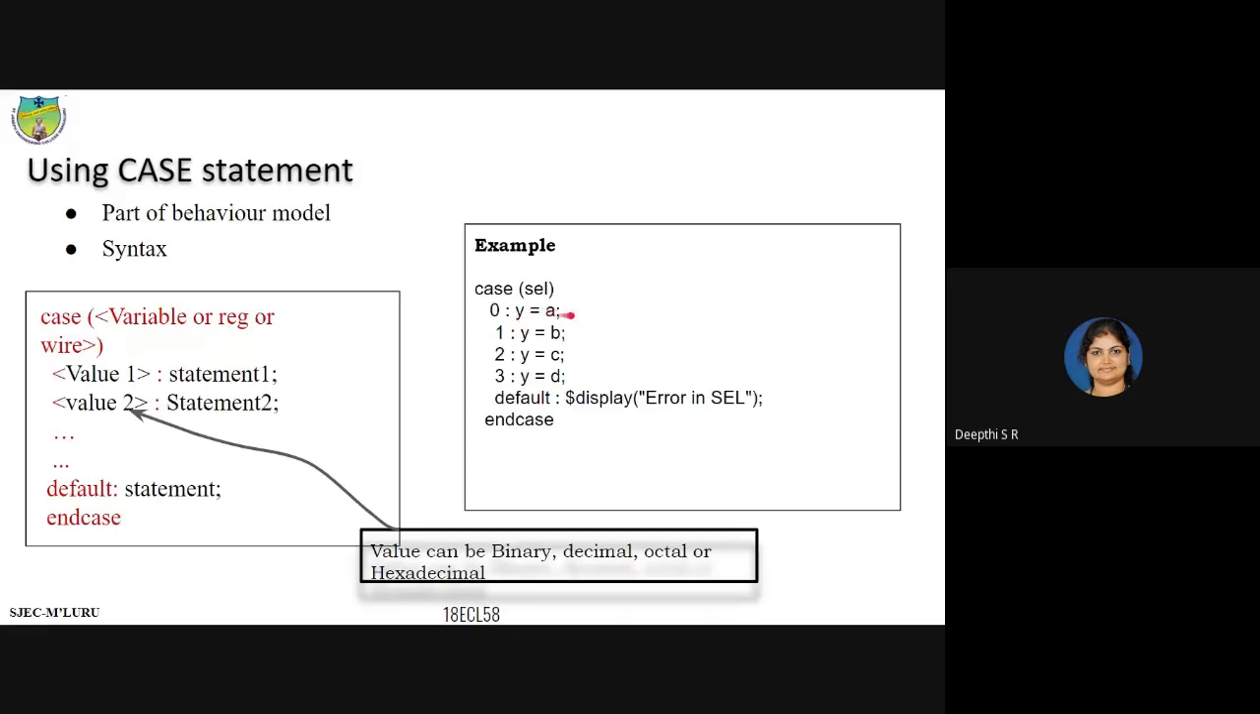So y is assigned with the a when the selection line is 0. Similarly, y is assigned with b when the selection line is 1. Y is assigned with C when selection is 2, and Y is assigned with D when the selection line is 3. So then if we have any other combination other than 0, 1, 2, 3, then it will display the error in the selection. So this is how we use the case statement in the behavioral style. So once you start the case, then you have to end it with the keyword end case. There is no space between end and the case.